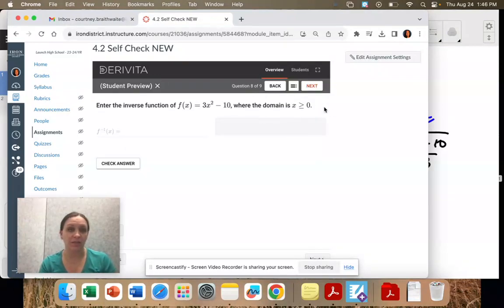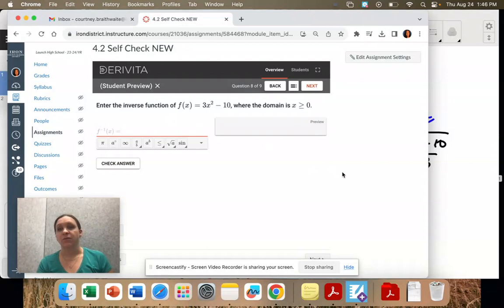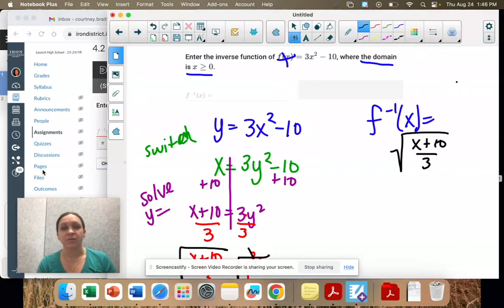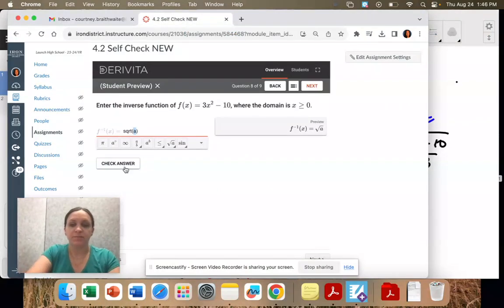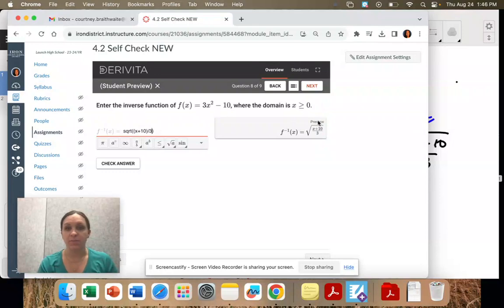That's what this means. Okay, so we have square root of x plus 10 over 3. X plus 10 divided by 3. And notice I had to add parentheses to keep my numerator together. Okay, so make sure it matches here, whatever you have written down.